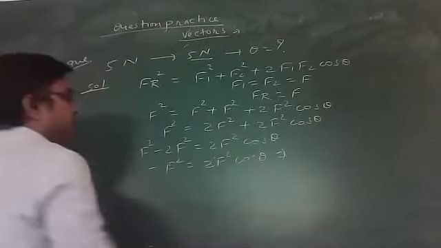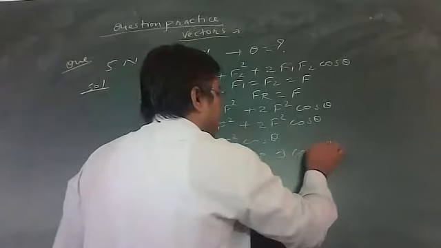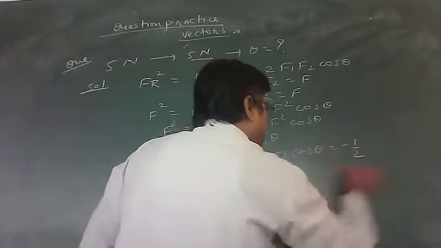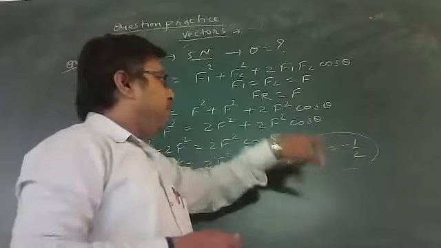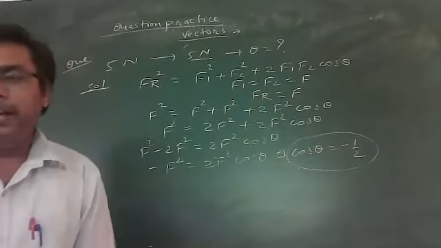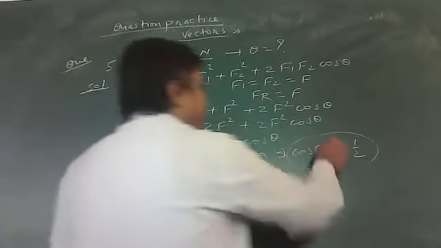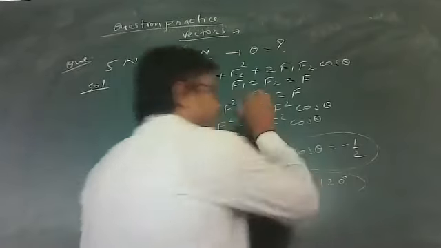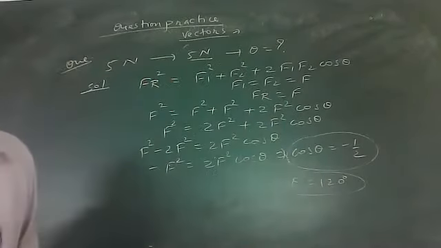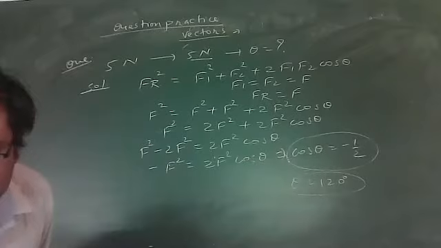From here, F square will be cancelled out. You will get cos theta is equal to minus 1 by 2. Now find out which angle gives you the value of minus half in cos. Theta should be 120 degree, because cos 120 will give you minus half. So this is your answer.